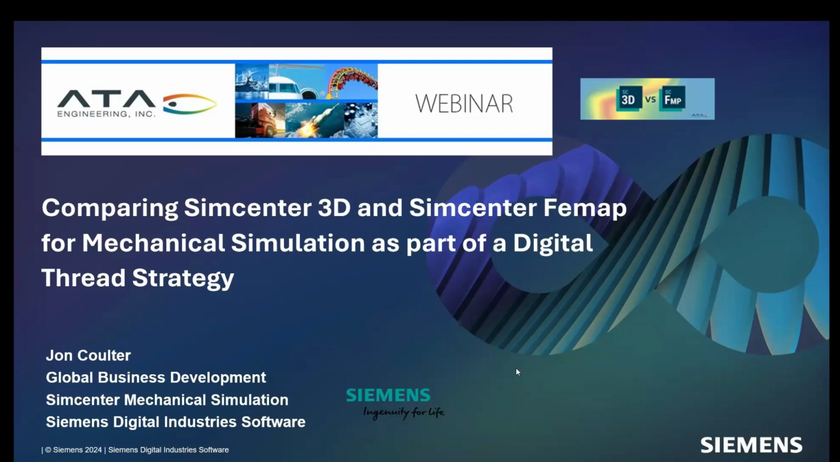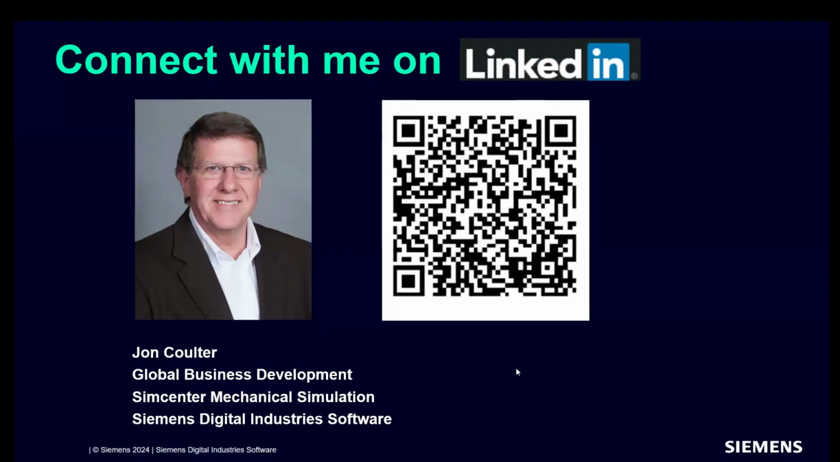So like Mason said, the topic today is comparing Simcenter 3D and Simcenter Femap for mechanical simulation, really as part of a digital thread strategy. As we're working with more and more customers moving forward, the ultimate goal is to be able to have all of their products captured in some type of a digital thread, and we'll explain going forward what our vision for that is and how we help customers to do that. But that's the context for today's presentation.